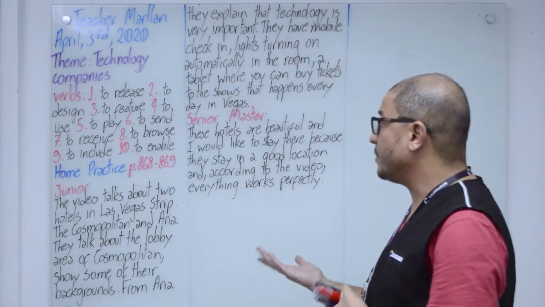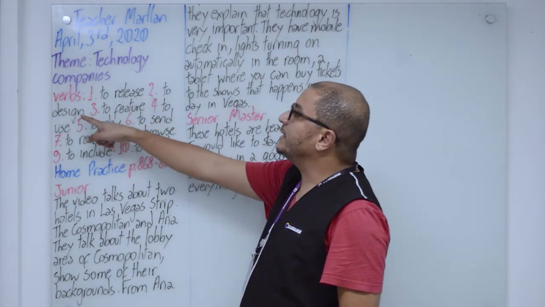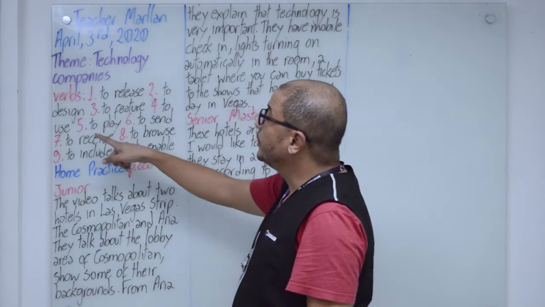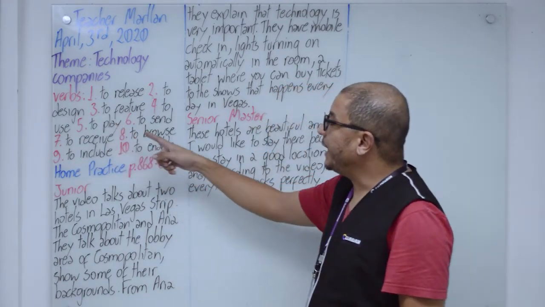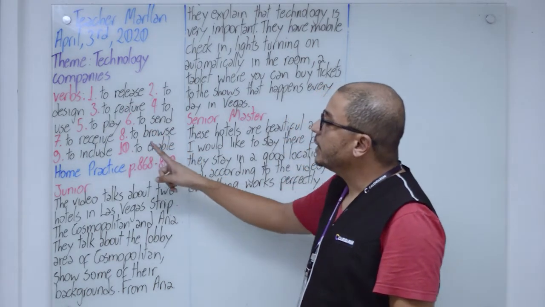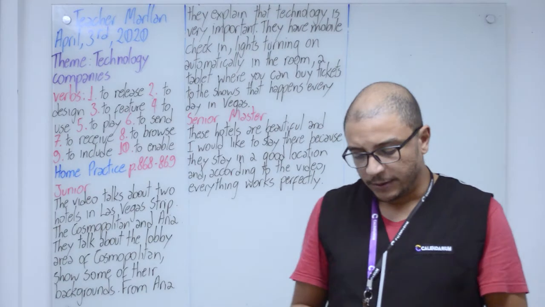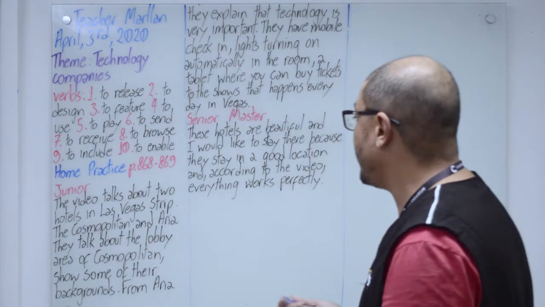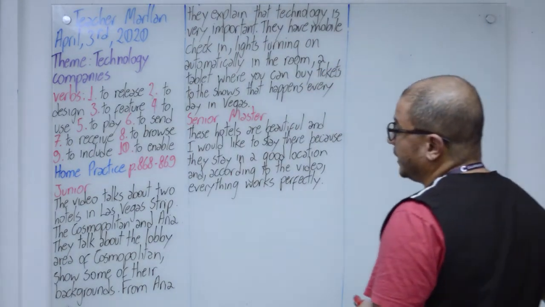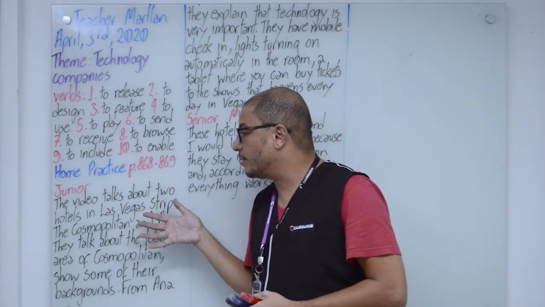So here we have some of the verbs from the text, like to release, to design, to feature, to use, to play, to send, to receive, to browse, to include, and to enable, okay? So, here in the home practice, what do we have to do? The home practice, you're going to talk about the video. So, Junior, we have to talk about the video.